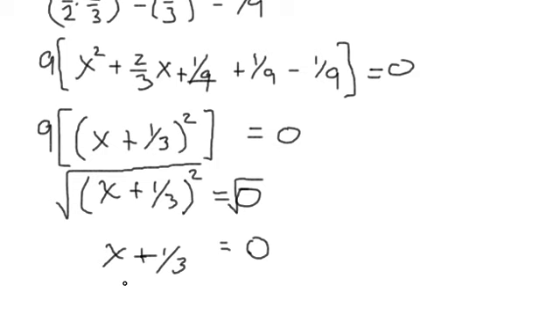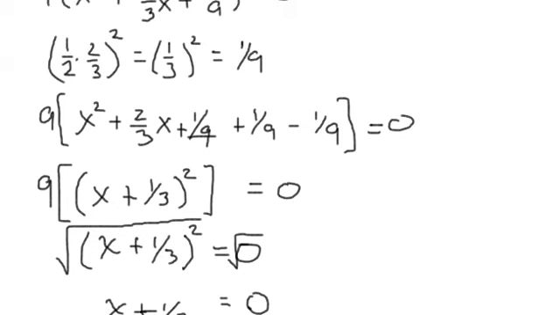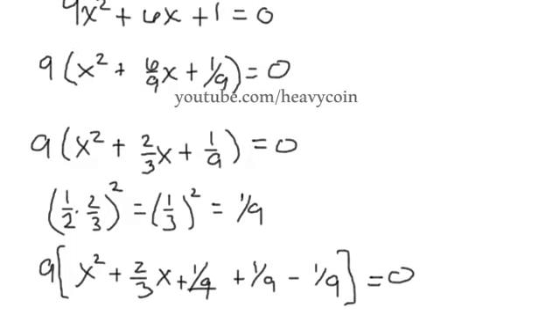Alright, and then all we have to do is solve for x in this problem. So x is equal to negative 1/3, moving the 1/3 over to the other side of the equal sign. Now let's go ahead and check our work. Make sure we did everything right.